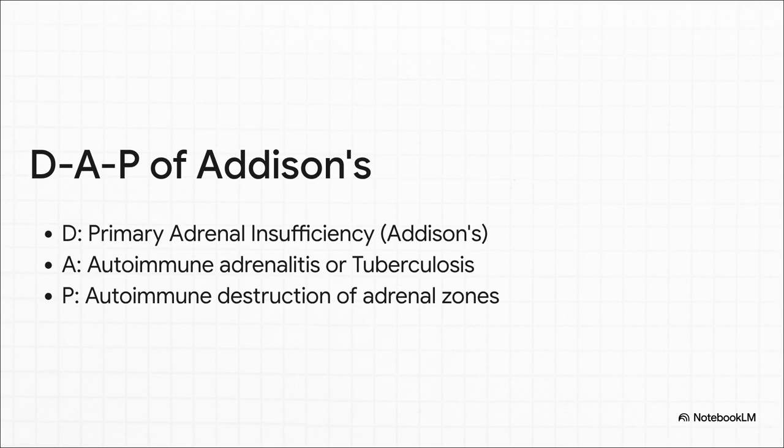The definition is Addison's. The etiology in the developed world is primarily autoimmune adrenalitis, though globally we definitely have to consider tuberculosis. And the pathogenesis? Well, we can clearly see how autoimmune destruction obliterates 3 distinct zones of the adrenal gland, the zona glomerulosa, fasciculata, and reticularis. This just completely wipes out the body's mineralocorticoid, glucocorticoid, and androgen safety nets. It's a truly brilliant way to map out systemic disease.